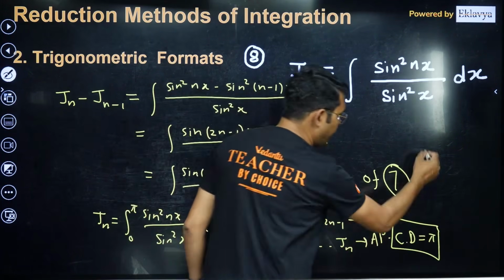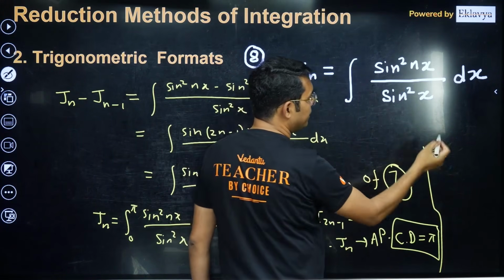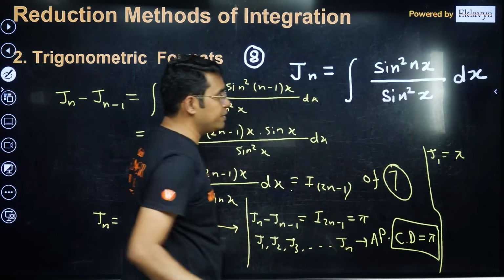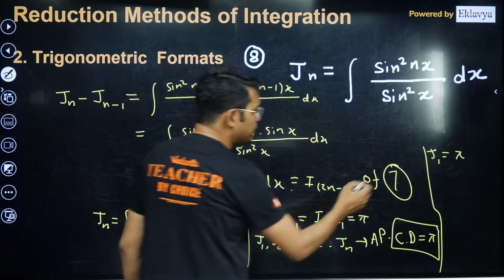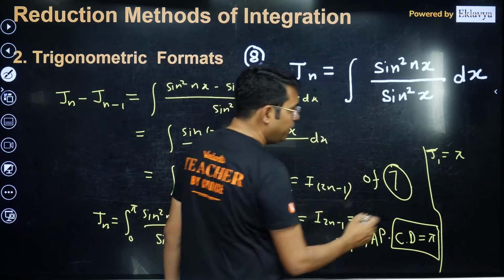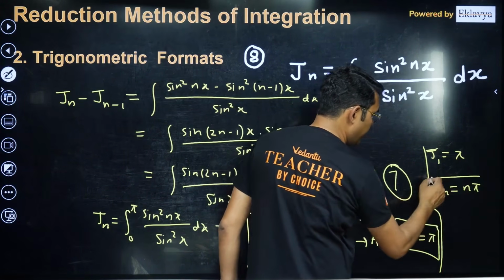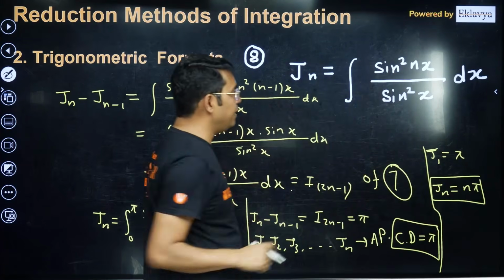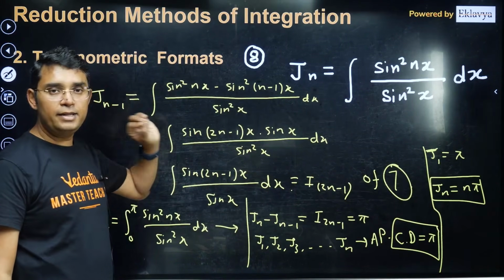And also we can find J1 directly. It will be pi only. Your sine square x upon sine square x, which is 1, from 0 to pi, J1 will be pi. So if the first term is pi and the common difference is pi, we can say Jn, the general term, will be n pi. So for this integral, if it is done from 0 to pi, Jn will be n pi, that's it.